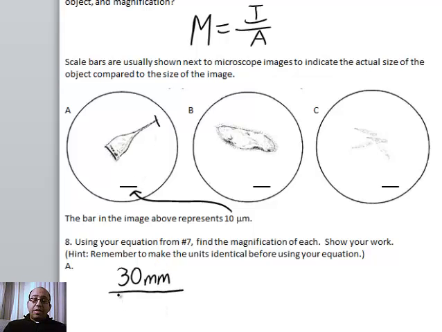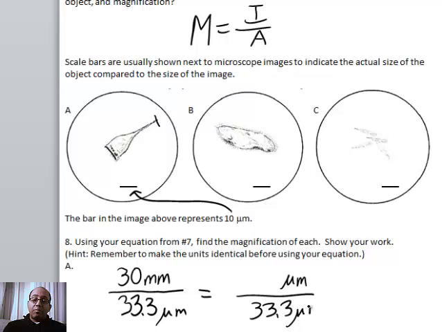And the length of this image using this bar is 33.3 micrometers. So the idea is that we have to make it the same unit. So I'm going to convert the top unit to micrometers, keep the bottom one the same. And so when you convert millimeters to micrometers, you know the unit is getting smaller, so the number has to get bigger by 1,000. So now we divide these two numbers and we would get our magnification.